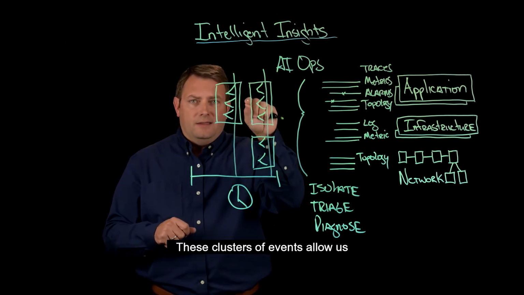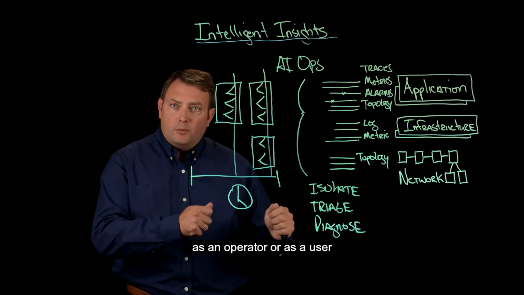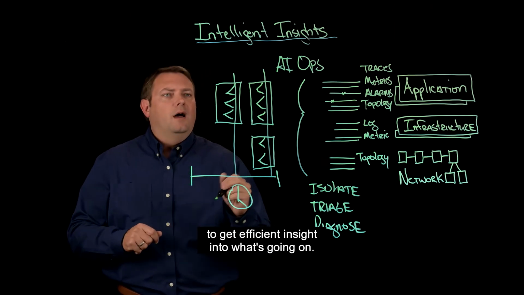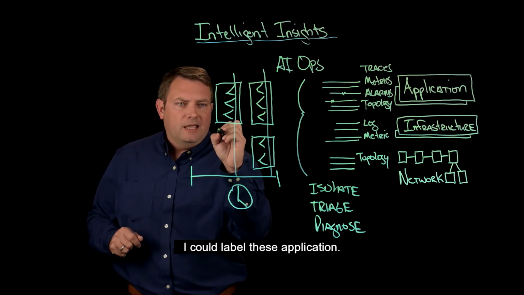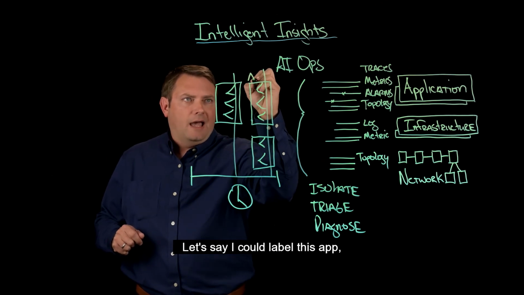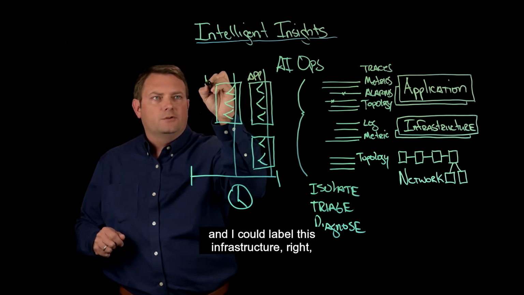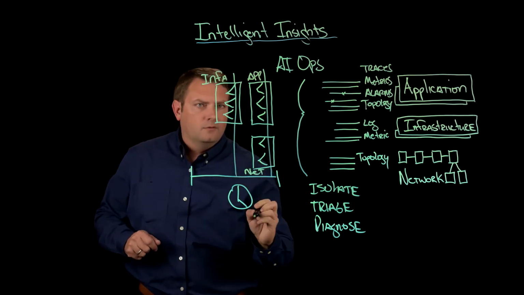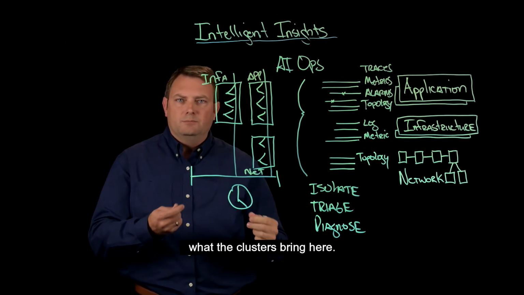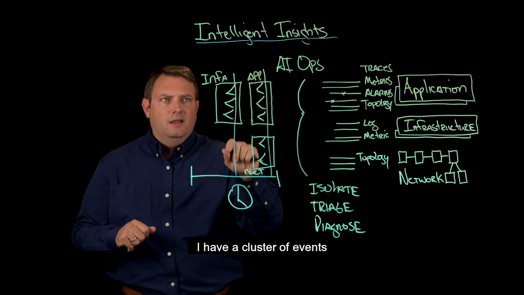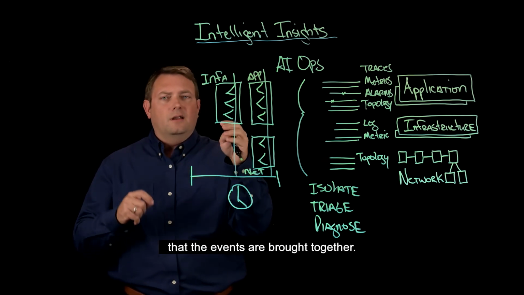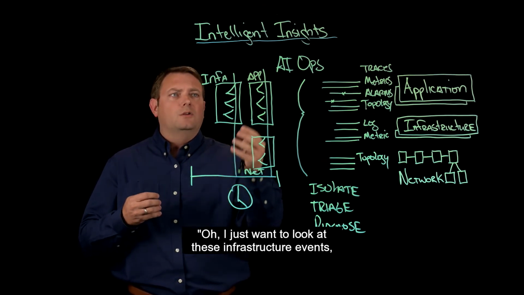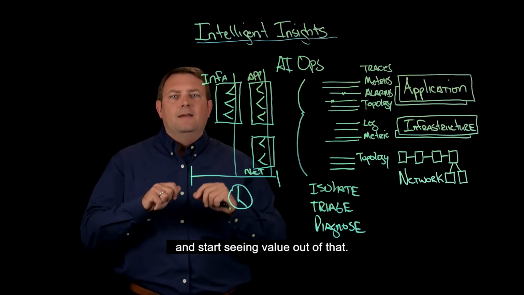These clusters of events allow us, as an operator or as a user, to get efficient insight into what's going on. So I could label this app, and I could label this infrastructure, right? And I could label this network. Right, now you start understanding what the clusters bring here. I have a cluster of events, the events are brought together, and at this point the operator can take a look at it and say, oh, I just want to look at these infrastructure events, right? I want to look at these app events, right? And start seeing value out of that.